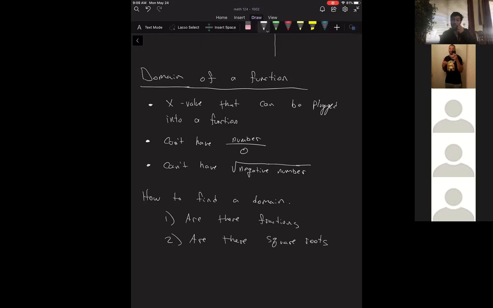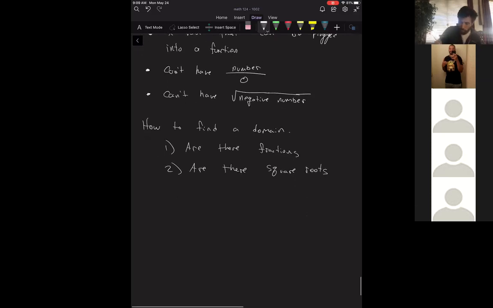The reason why these are the only things we talk about when we're talking about a domain is that whenever there's fractions, we can't have the bottom of a fraction being 0. And whenever there's square roots, we just can't have a negative inside of the square root. So when we're talking about a domain, these are the only two things we need to ask ourselves. Are there fractions? Are there square roots? Every time the problem says, hey, what's the domain? These are the only two things you should be thinking about. And that's what's going to allow us to do work to figure out what is our domain.